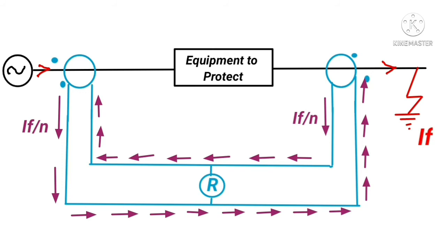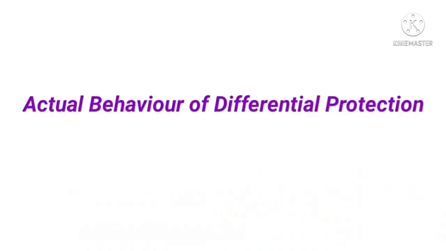But in real life, it is a different thing. There are certain imperfections between the CTs. As we know, there are always ratio errors and phase angle errors between CTs. Here we will consider the actual behavior of the differential protection scheme during an external fault by considering the imperfections in the CT secondaries: one is the phase angle error, and the second is the ratio error.